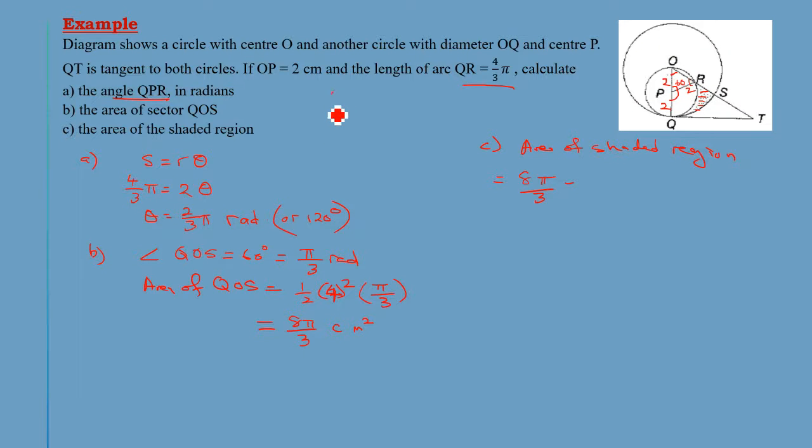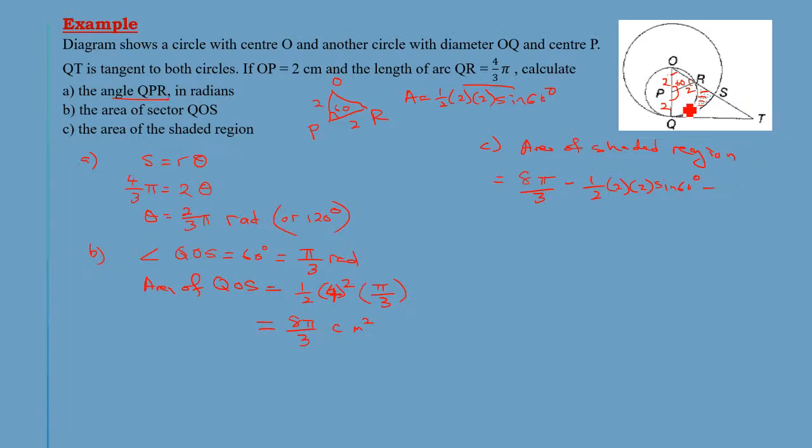So you have a triangle PRO with sides 2, 2, and this angle is 60. Recall how to find the area of a triangle when you are given two sides and the angle in between. Your formula for area is half, whatever your two sides will be, 2 times 2 sine 60. You might have seen this formula. So that will be the area of the triangle: half times 2 times 2 times sine 60.